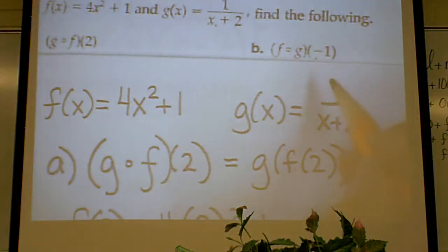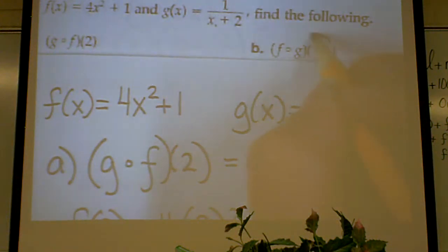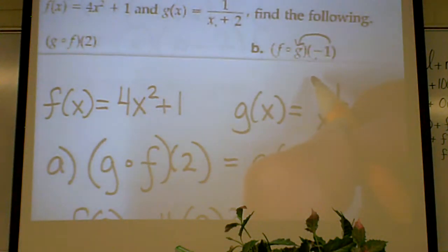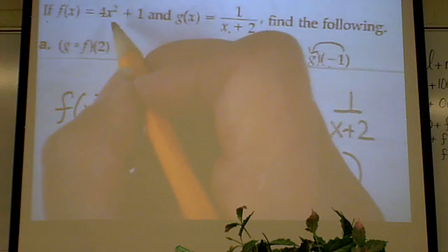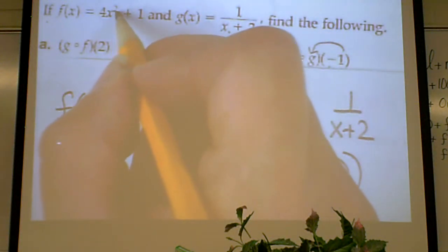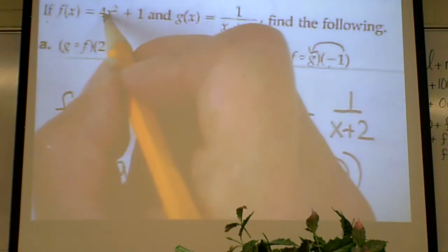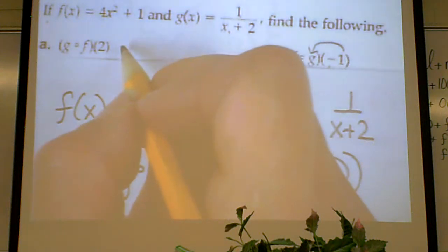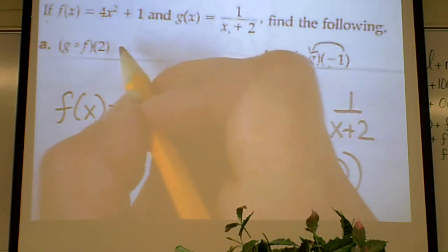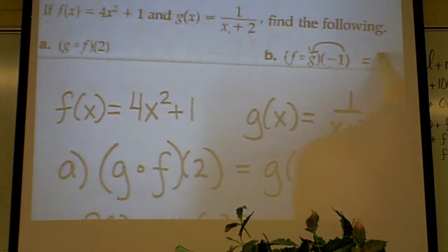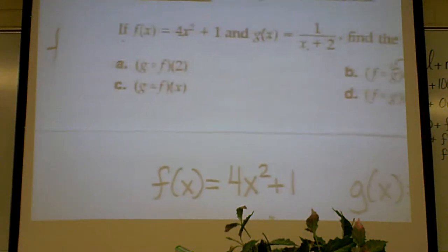So when you plug negative 1 into here, you get 1 over 1. Then you're going to plug 1 into the f function, and you get 1 squared is 1, 1 times 4 is 4, 4 plus 1 is 5. Everyone got that? Easy? Well, what if they do this?